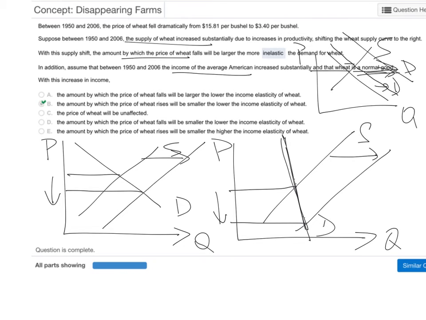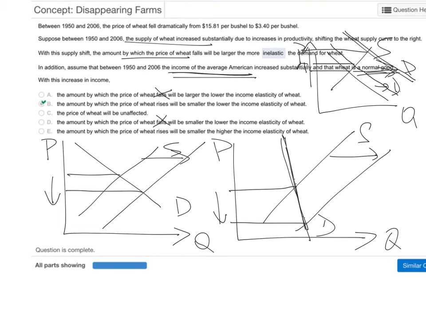So if it's relatively income inelastic but normal, then that's a small change in price. If it's really income elastic, that's a much bigger change in price. So here it says the amount by which price of wheat falls, that's wrong to begin with, because if the incomes went up and it's a normal good, I know that the price is going to rise. So these two are out.